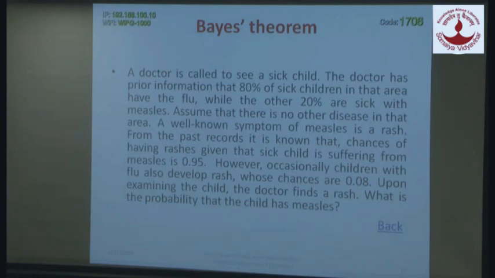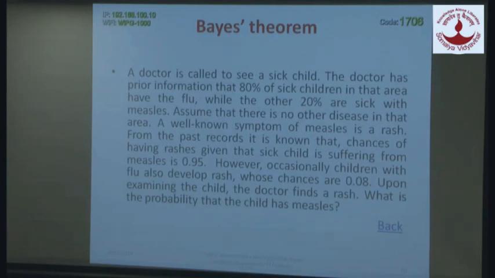So probability of E1 is 0.8 and probability of E2 is 0.20. This prior information is given to you. There is no other disease, that means either this or this. Nothing is common, so these two events are mutually exclusive and exhaustive. If you combine these two, you get the entire population of sick children.